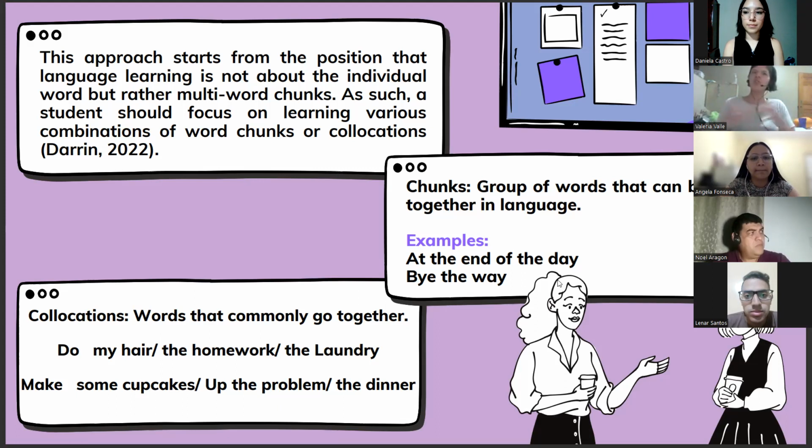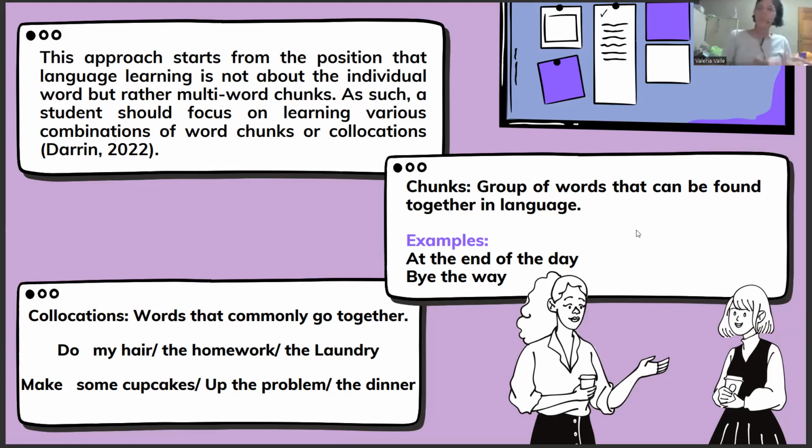But now, what are chunks? What are collocations? Chunks are a group of words that can be found together. They are typical words that already have a meaning, okay? Like at the end of the day, by the way, in the morning, at night, on the other hand, and so on.